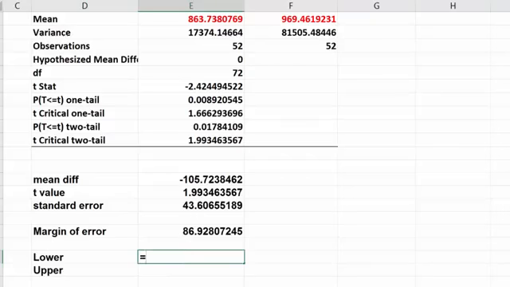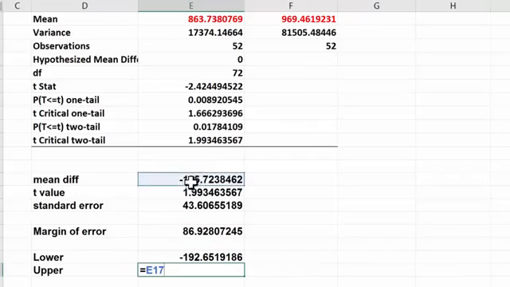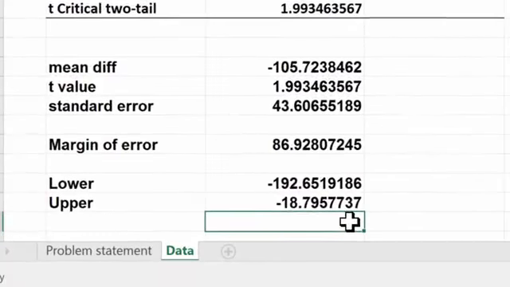The lower bound is this value minus the margin of error, and the upper bound is this value plus. So essentially what we are saying is that you're 95% confident that the difference between sales online versus sales in store is that the online channel can sell on average about $18.80 per day up to $192.65 per day less than what we'd have as sales for an in-store.